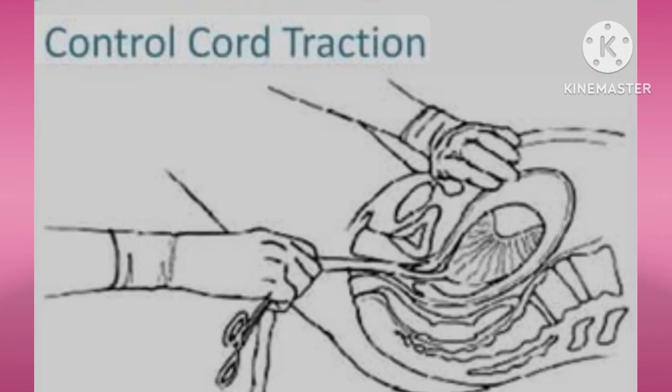If the placenta does not descend within 30 to 40 seconds of CCT, then do not continue to pull the cord. Wait for about 5 more minutes for the uterus to contract strongly, then only repeat the CCT with counter traction. As the placenta delivers, we have to hold it with both hands to prevent tearing of the membranes. After that, gently twist the membranes so that they are expelled intact. After delivering the placenta, place it on a tray.